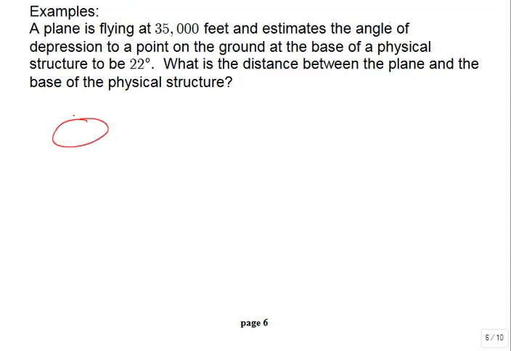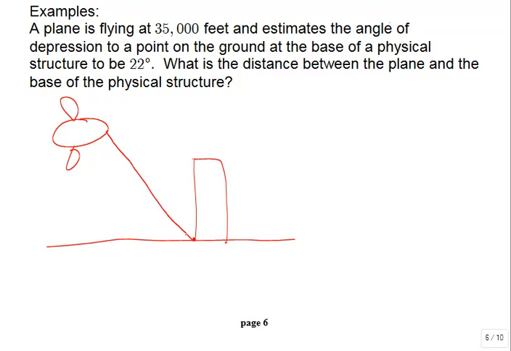First of all, we have a plane, and then we have this angle of depression to a point on the ground at the base of a physical structure. So over here off in the distance is my physical structure, and we're looking at the base of that physical structure. So we're looking down here. So from the plane to that base of that structure, draw that diagonal line of sight. So there's my line of sight.